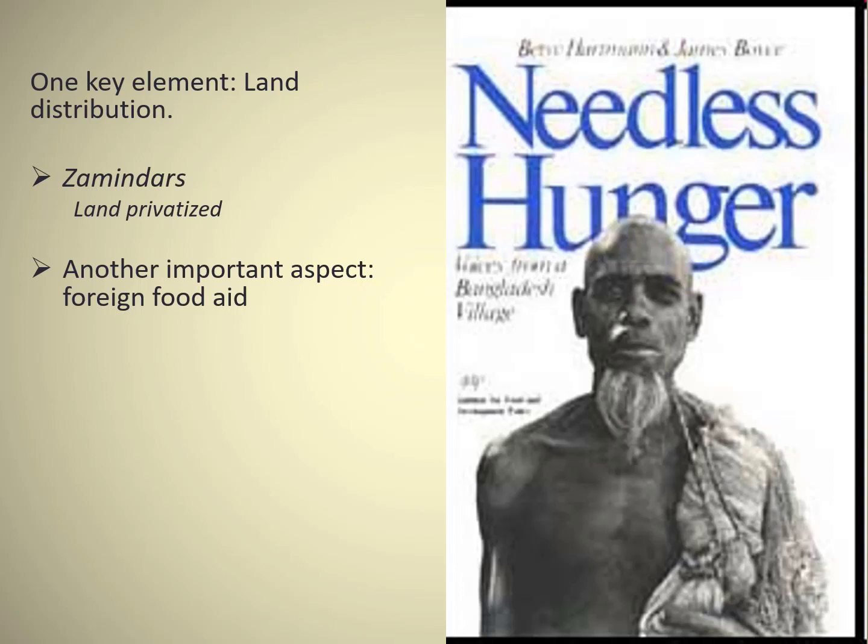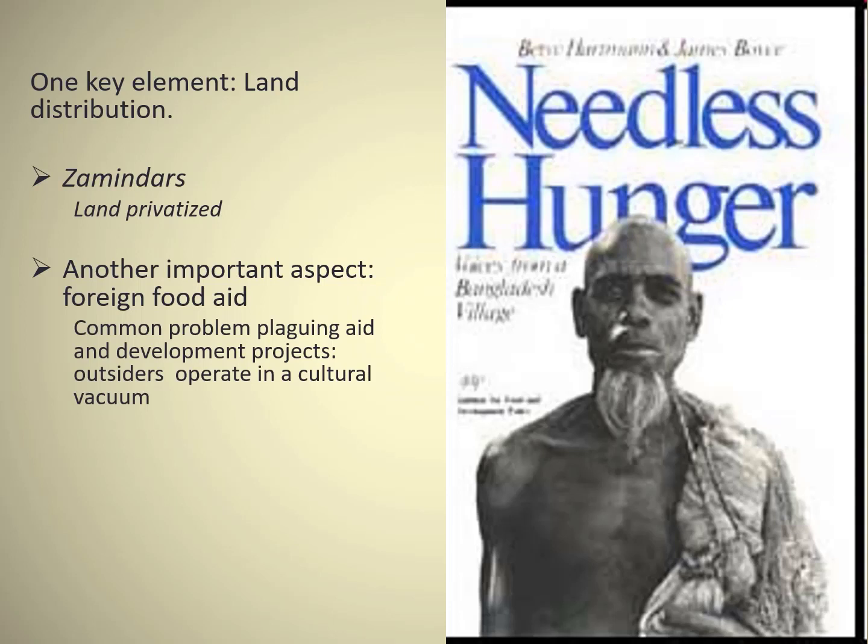And so what happens is you have others with means, sort of the merchants or the Bengali middle class. And as this food aid comes in at low prices, these people with means or landowners will buy it all up. And then they hoard it, they keep it until lean times, until there's not a lot of food on the market, and then they'll sell it at really high prices. So people are still buying the food aid, but it's not getting to the poor people that actually need it, that can't really afford food. And this is a common problem with aid and development projects. Outsiders coming in, thinking they're helping, and they're operating in a cultural vacuum, and they often end up doing more harm than good.